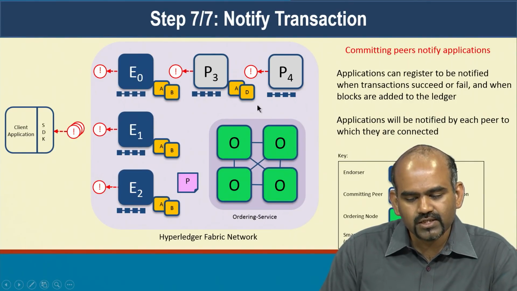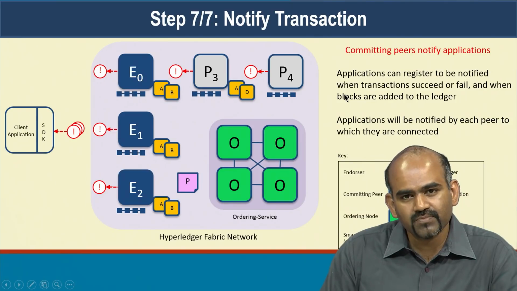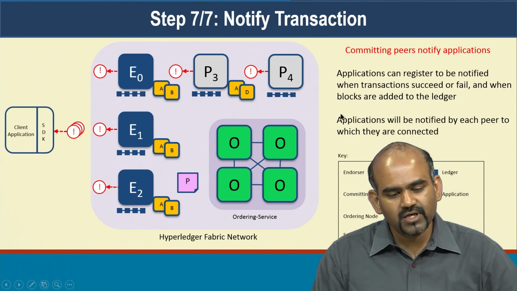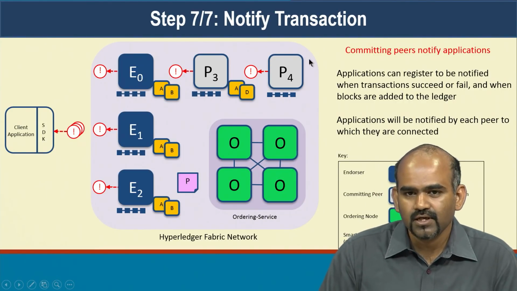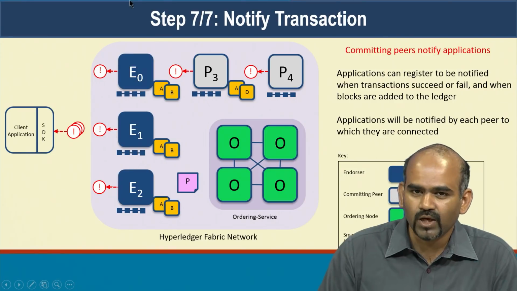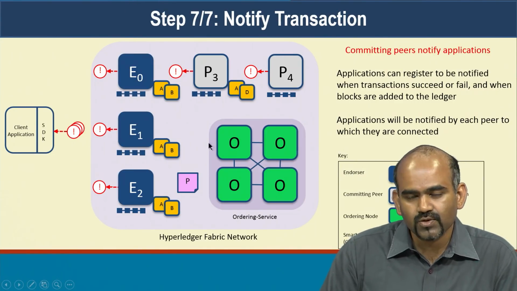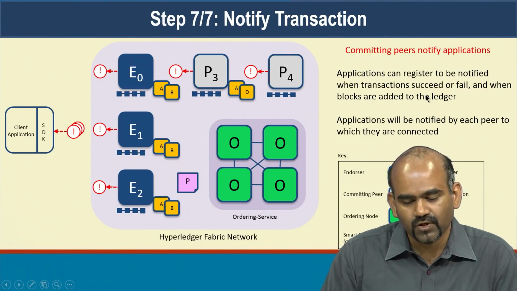So the client application can listen in on any of the peers that it has access to. Maybe within its organization, its organization may be running, let's say, 3 peers. It can listen to any of those peers, and even if one of those peers fails, it can get those events from the other peers. So that's the fault tolerance that the decentralized system will give you.